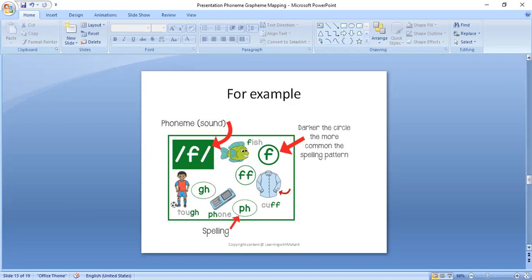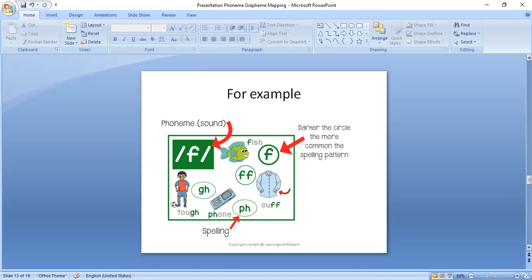Similarly, in cuff, it's twice F, and in fish, it is an individual sound, right? So here, why it is important, why the mapping is being done. Now, this is the perfect example of why mapping is being done.